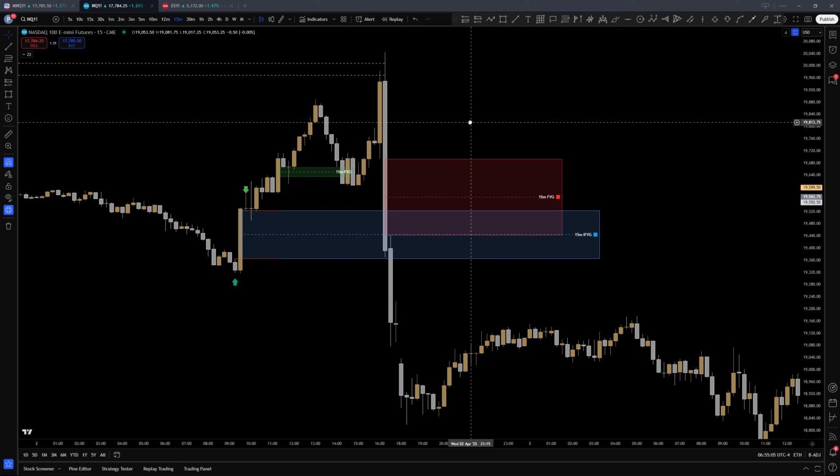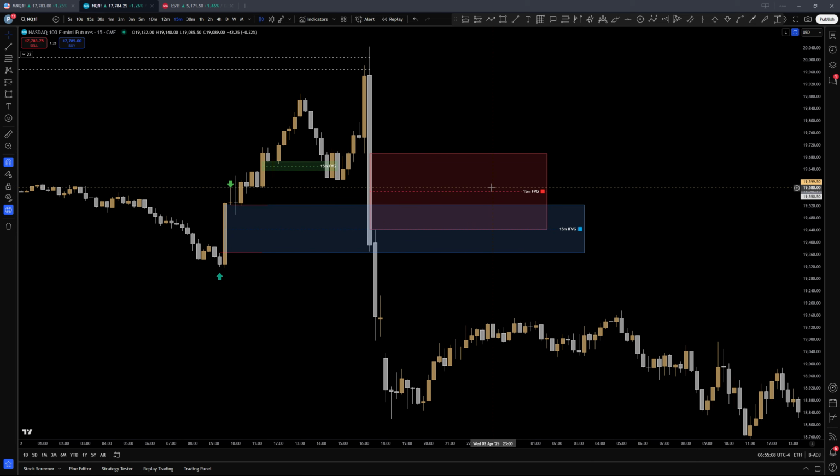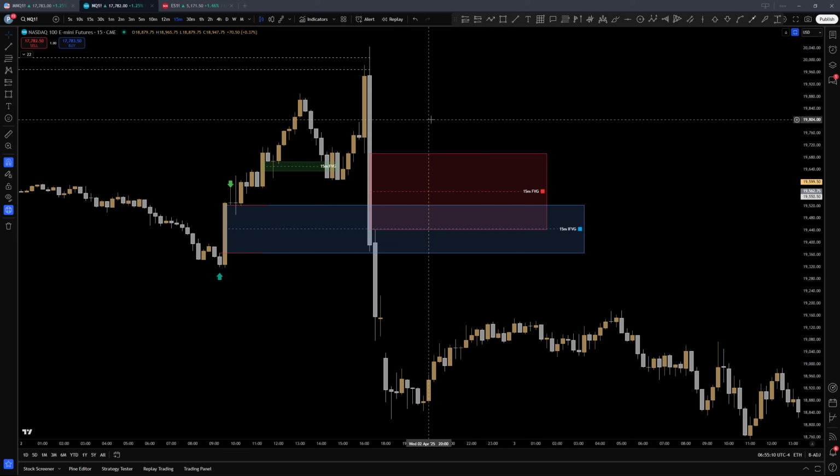So that is our four concepts then. We have fair value gaps and change in the state of delivery / order blocks for our internal structure or our internal liquidity.